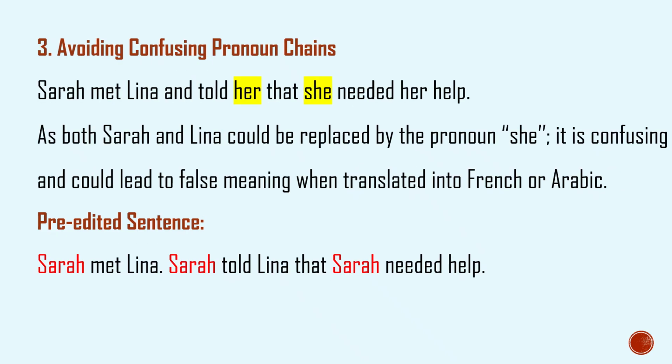The third technique is avoiding confusing pronoun chains. In this example, which reads, "Sarah met Lena and told her that she needed her help," both Sarah and Lena could be replaced by the pronoun she, so it is confusing and could lead to false meaning when translated into French or Arabic. The pre-edited version, "Sarah met Lena. Sarah told Lena that Sarah needed help," although it seems repetitive, is far safer for machine translation than ambiguity.